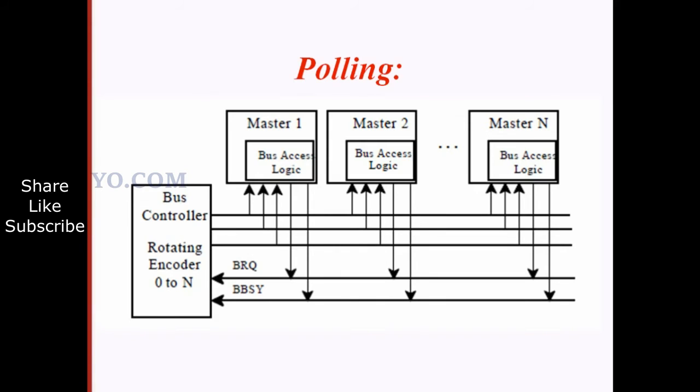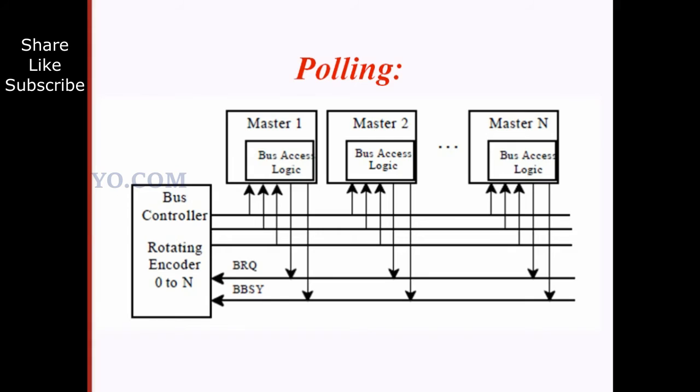Here any one device that wants to use the bus requests the bus controller using the bus request signal. The bus request signal and bus busy signal are common to all the masters. Then the bus controller generates a 3-bit acknowledge to all the devices. The acknowledge is transferred to all the masters. If any one master compares and matches the acknowledge signal, it identifies that this acknowledge is for me.